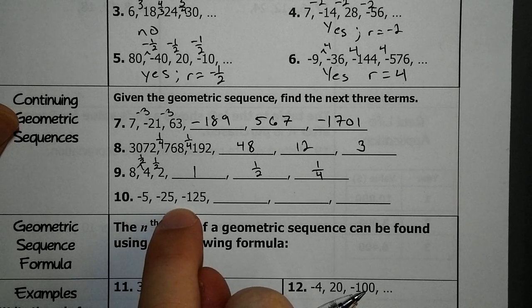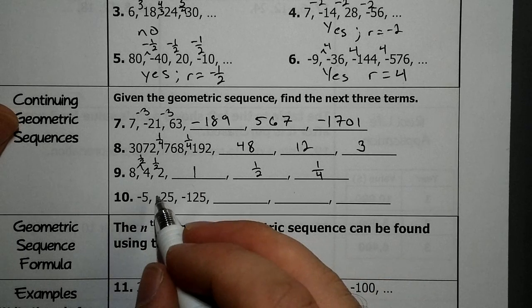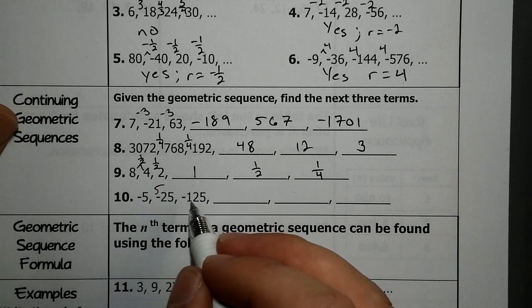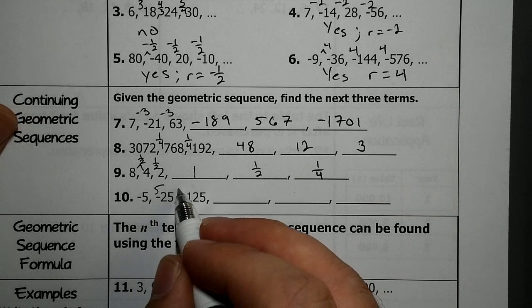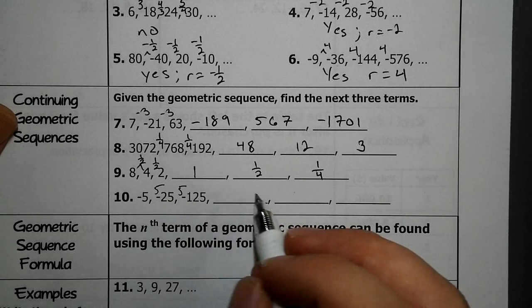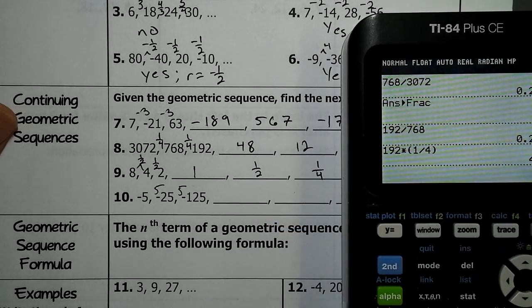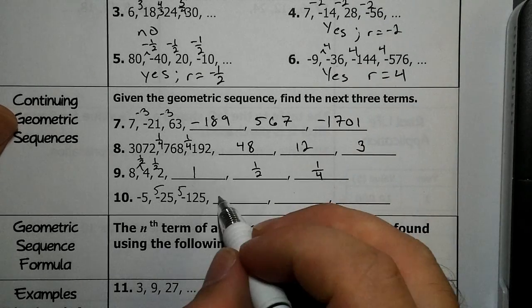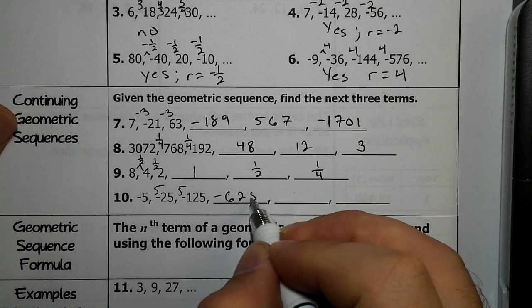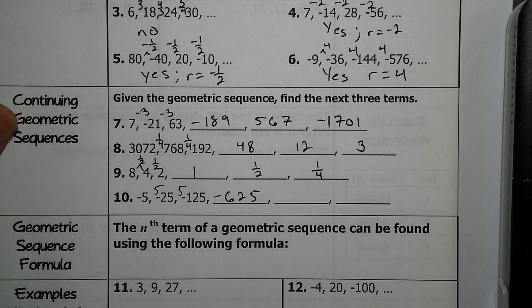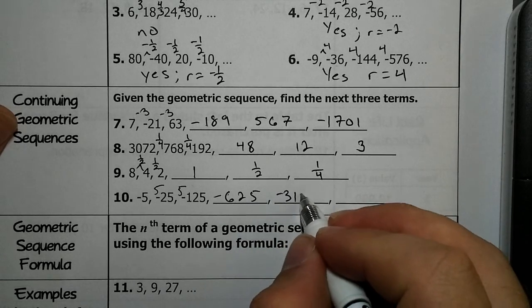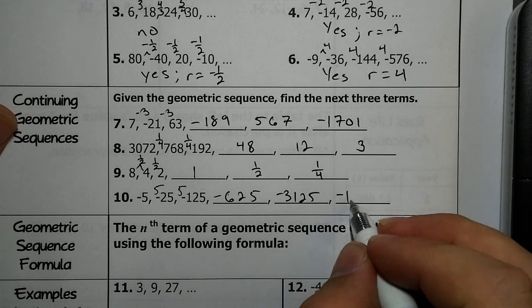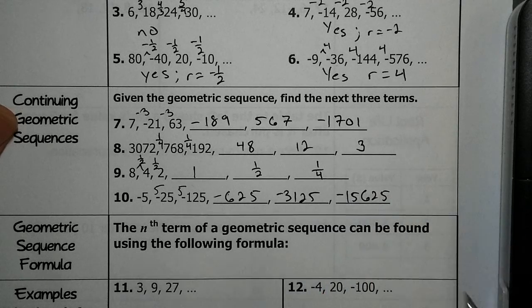Negative 5 to 25, that's times 5. Negative 125 divided by negative 25 is 5. So 5 times that each time. So 125 times 5, that's going to be negative because all these were negative. So negative 625 times 5 again is negative 3125. Times 5 again is negative 15,625.